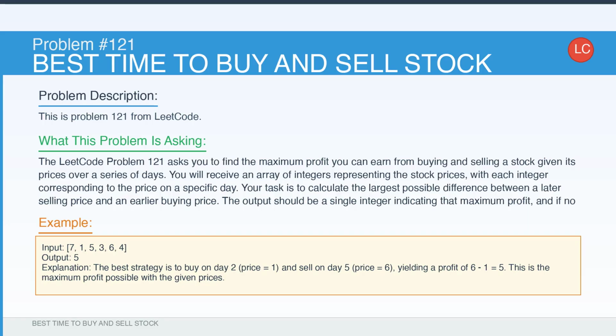Welcome, students. Today, we delve into an intriguing challenge that combines analytical thinking with practical application in the realm of finance. We will be exploring LeetCode Problem 121, titled Best Time to Buy and Sell Stock. The essence of this problem lies in determining the maximum profit one can achieve from buying and selling a stock, given a sequence of prices over a series of days.